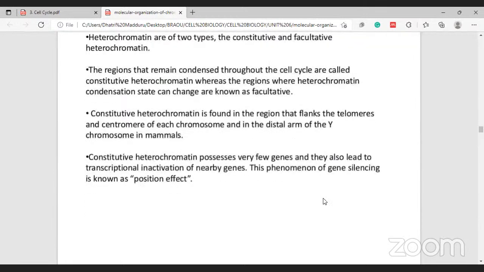Heterochromatin is again of two types, constitutive and facultative. The regions that remain condensed throughout the cell cycle are constitutive. Constitutive means continuous. Okay, so continuously they are condensed.